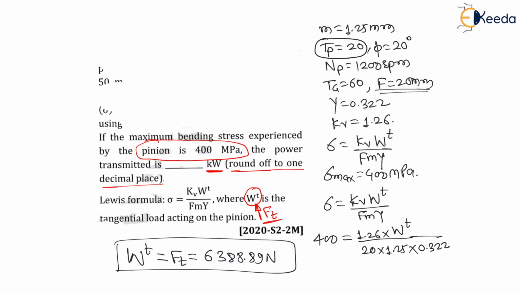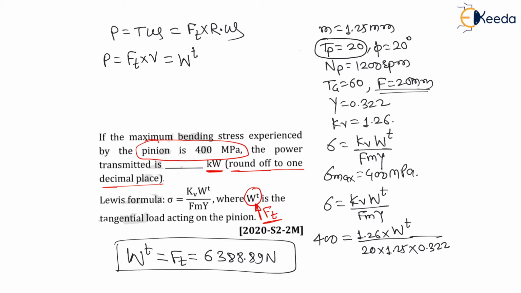Now power is nothing but torque into angular velocity, right? That is 2 pi N upon 60. Torque can be written as tangential force Ft into radius, into angular velocity. Therefore radius into angular velocity is linear velocity. So the power can be written as tangential force into linear velocity. Here for tangential force they have written Wt, into linear velocity. And linear velocity is nothing but pi D N upon 60.